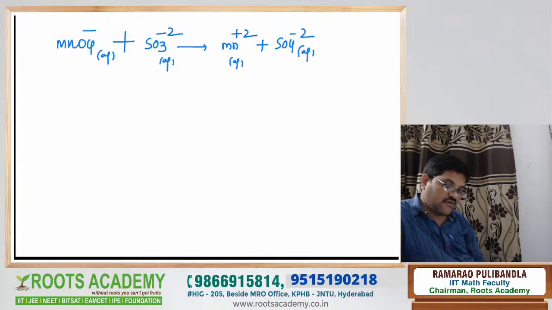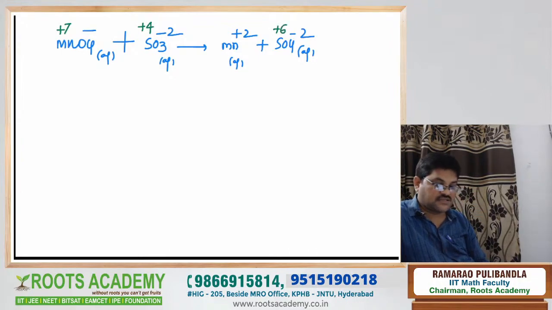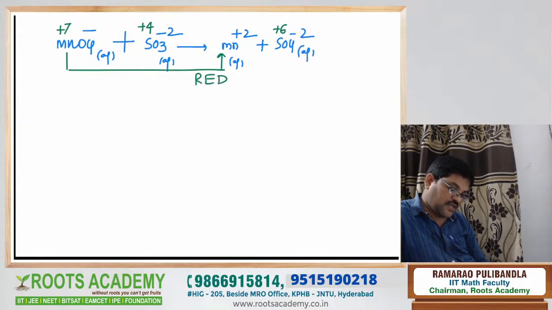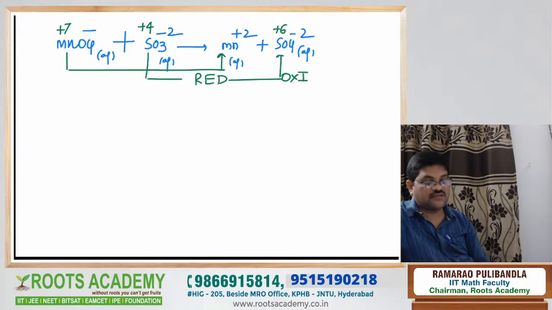First you check out the reduction half reaction and oxidation half reaction. In case of MnO4 minus, the manganese oxidation state is plus 7. This is plus 2. In case of SO3 minus 2, the sulfur is what? Plus 4. The sulfur is what? Plus 6. Understood? Now you tell me, plus 7 becomes what? Plus 2. That is called reduction. Now the same plus 4 becomes what, Nana? Plus 6 is called oxidation.